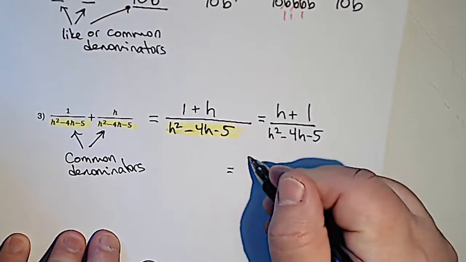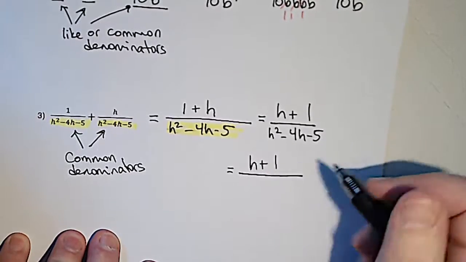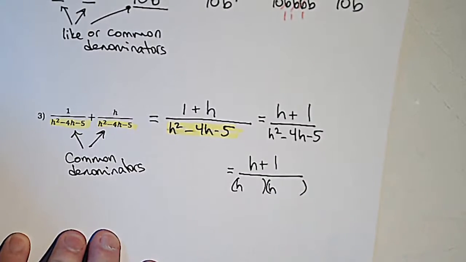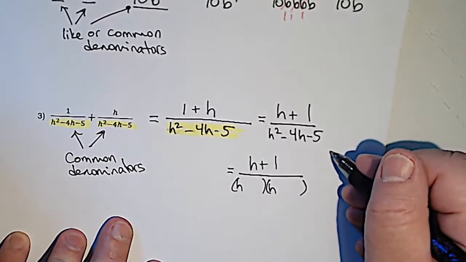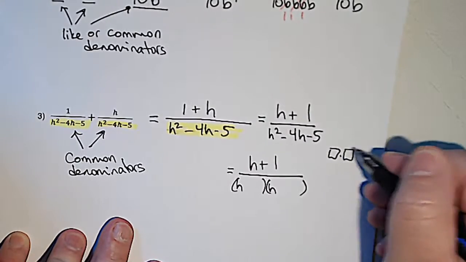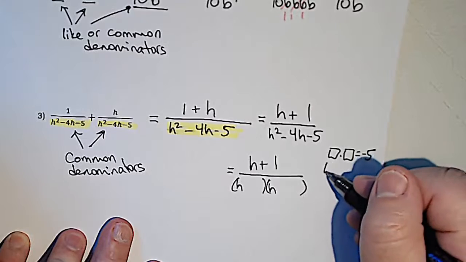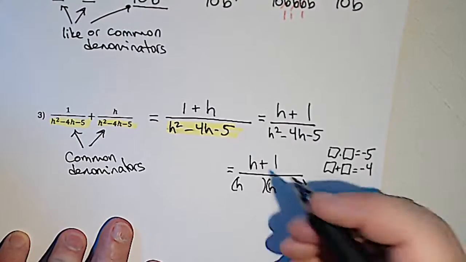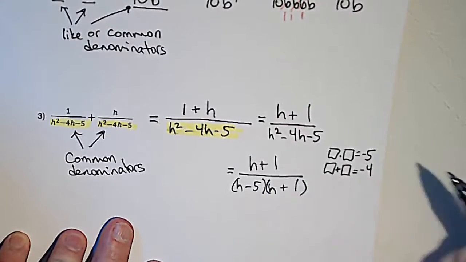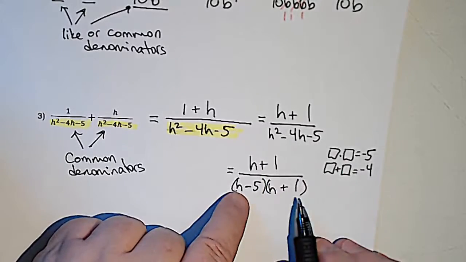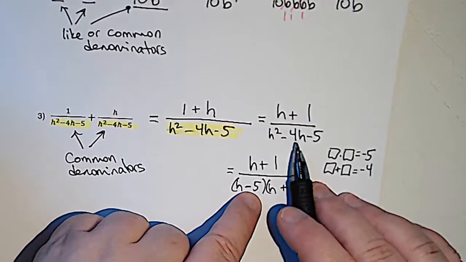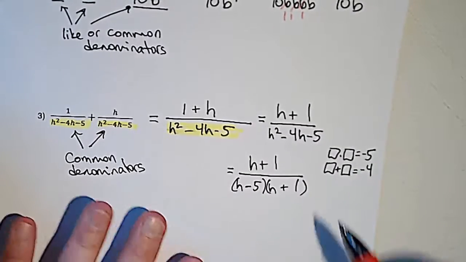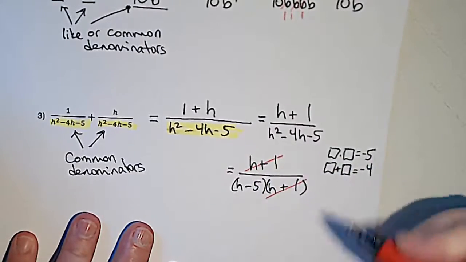So let's see. I got h plus 1 on top. Leave that alone. And now down here, I've got h squared. So I'm going to approach it with trial and error. You could use the AC test method. I need two numbers that multiply to -5 and add to -4. What if I had h minus 5, h plus 1? Let's check it. H times h is h squared. 1h minus 5h is -4h, and -5 times 1, -5. Okay, the FOIL works out. Notice this whole thing can cancel with that whole thing.